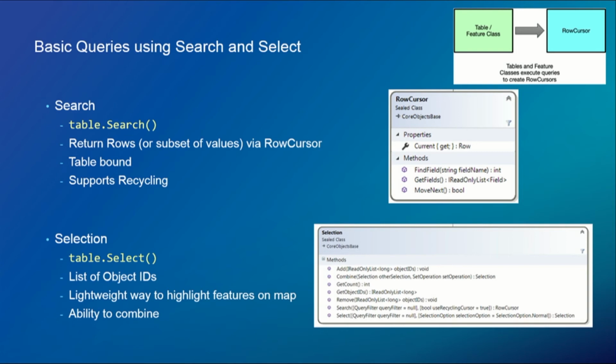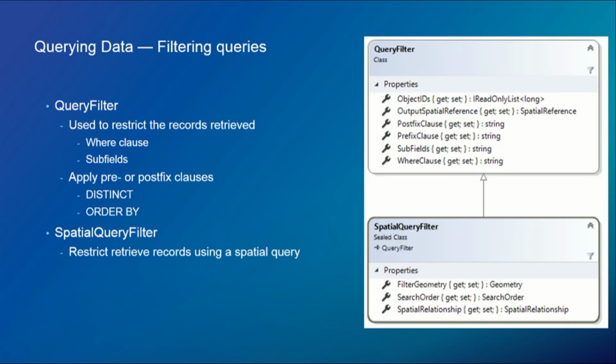Before we go on to talk more details about that, let's talk about select for a minute. Select allows you to pass in a list of object IDs and get back a lightweight selection. So this is great if you want to select features on the map. One of the other things you can do with a selection is you can combine selections. So you can say, do this query, do this query, do this query, combine them all together, select those features on the map with just a few lines of code. Now you can call search without a query filter, and that gets you a row cursor that has all the rows in the table.